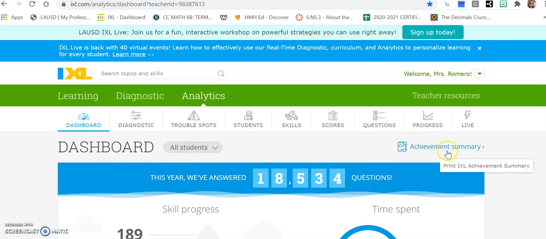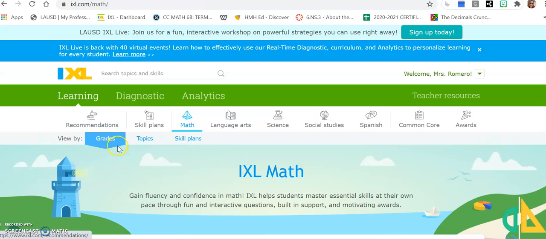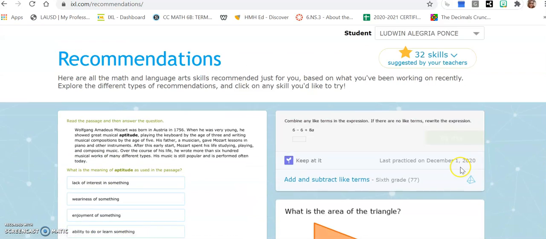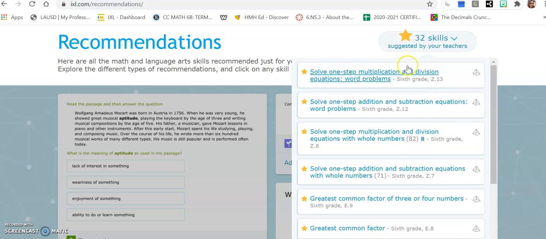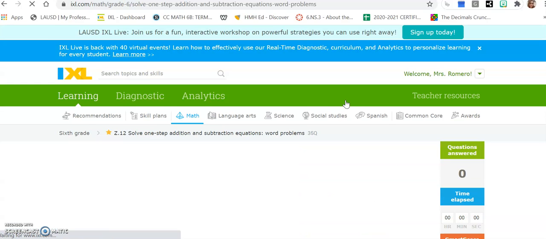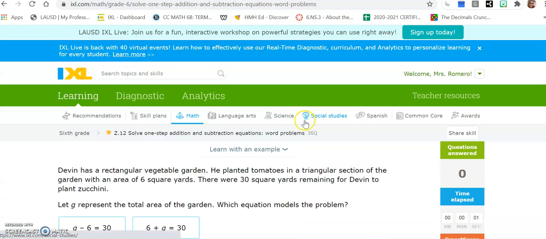For some of you, as I mentioned before, you have your little star that says recommendations. If you don't see it, you click learning. From learning, you go to recommendations. I'm going the long way just for you. So this big star tells you your skills. You are only focusing on the numbers I gave you. So for this one, it's Z13 and Z12. So I'm going to click on Z12.